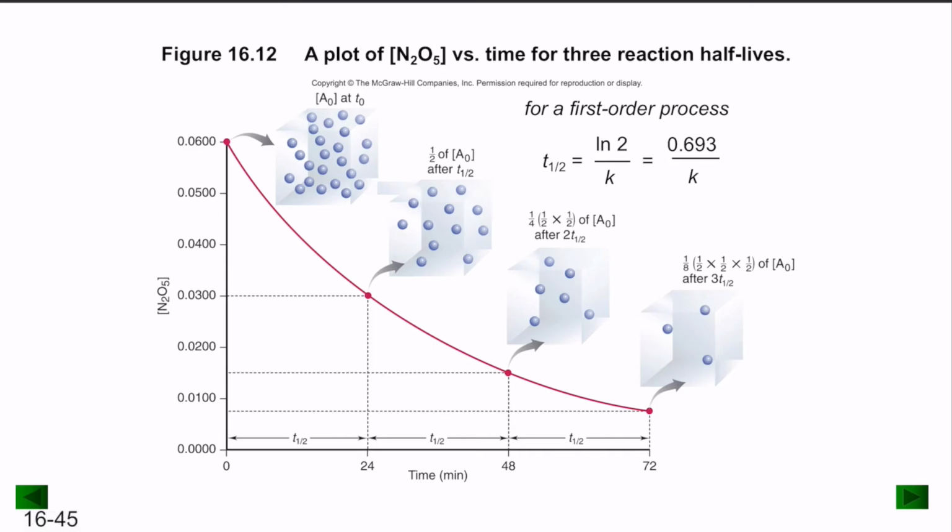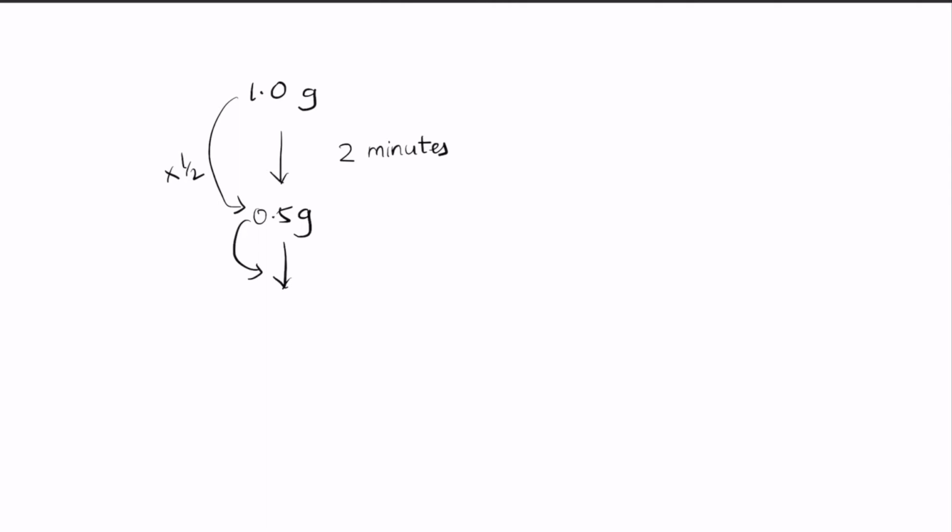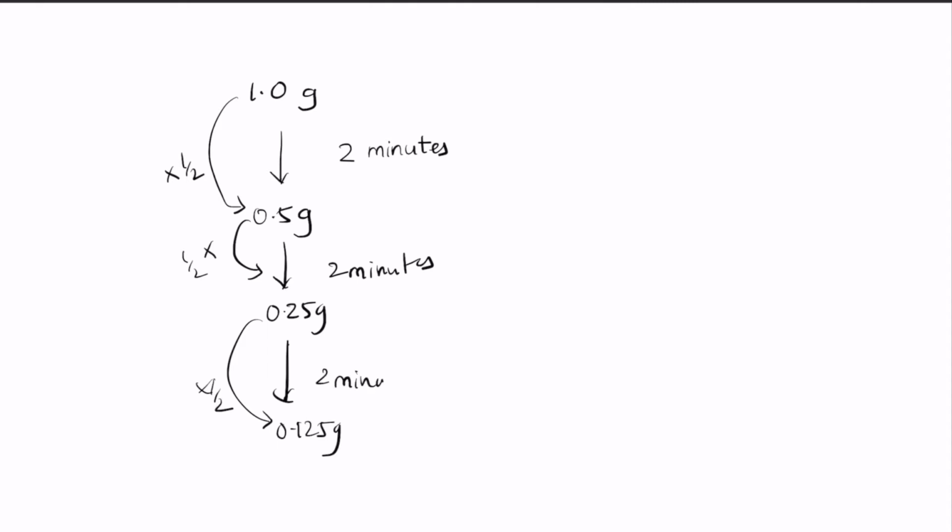So what does half-life basically mean? Let's take a simple example. Let's consider that I had 1 gram of substance, and let's say it takes 2 minutes for it to decompose into half. So 1 gram can become 0.5 grams in 2 minutes. Half of 0.5 grams is going to be 0.25 grams, which takes another 2 minutes. Half of this, which is going to be 0.125 grams, is going to take another 2 minutes.